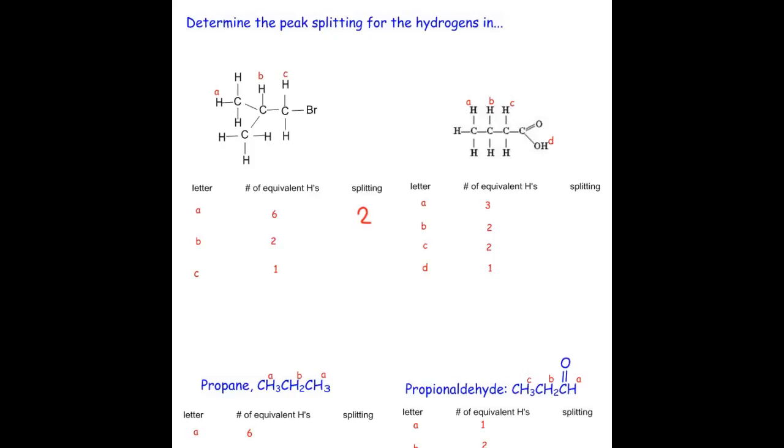Our B hydrogen is attached to a carbon, which is attached to a carbon with 3, a carbon with 3, and a carbon with 2. So 3 plus 2 plus 3 is 8 plus 1. It's going to be split into 9. Wow, it's just going to look like a mess like that.